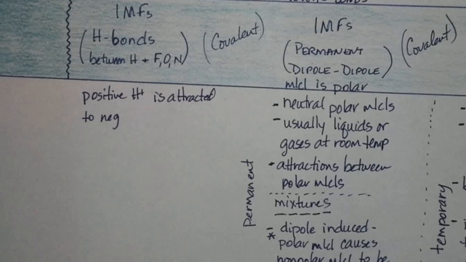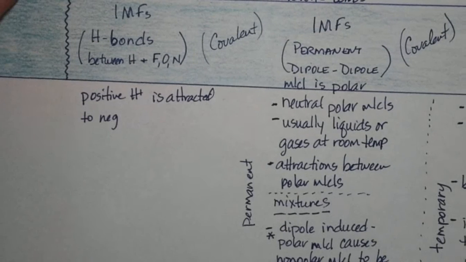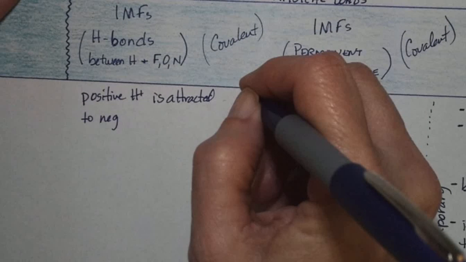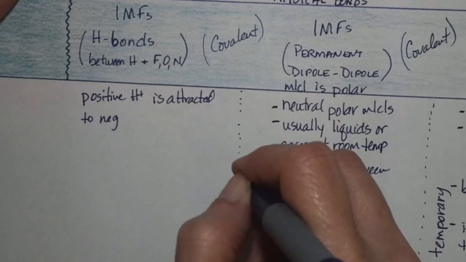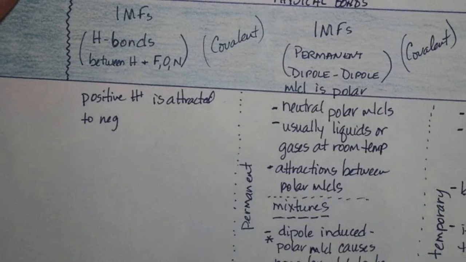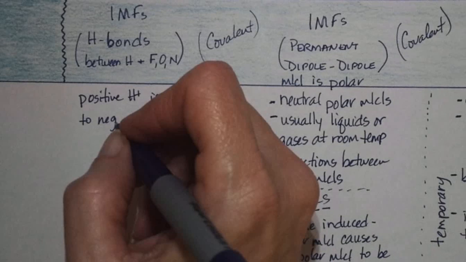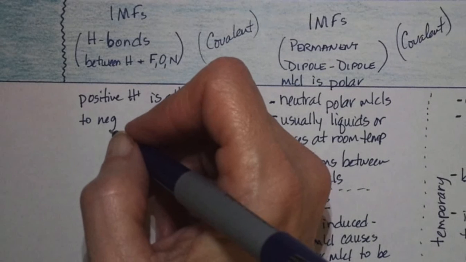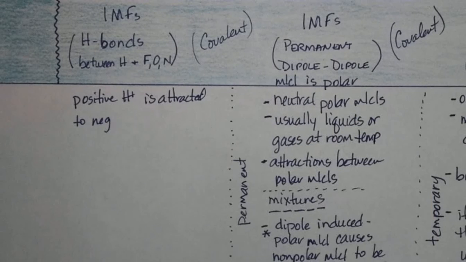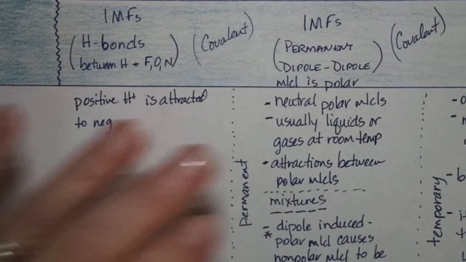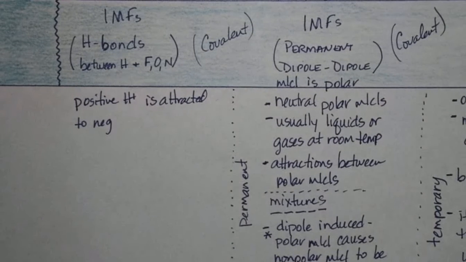Yep. So the positive end, hydrogen, is attracted to the negative end, to a very electronegative atom. Hang on, I got to write this down right. Where's my little thing here? Oh, this. Yes. Sorry. Okay, so the positive end of one molecule, hydrogen, is attracted to a very electronegative atom.